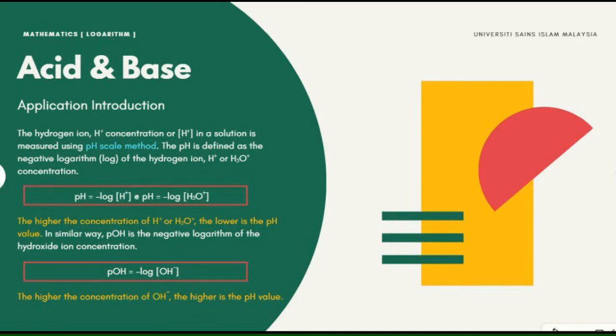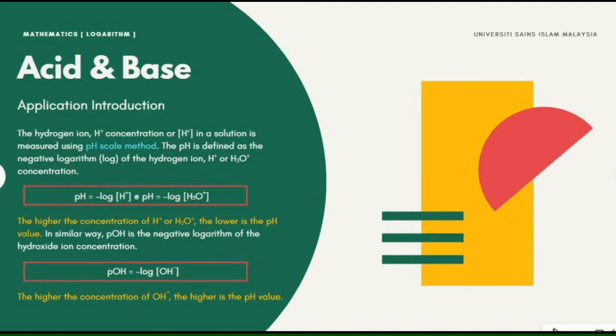Bismillahirrahmanirrahim. We start this topic, logarithm with application of acid and base. Application introduction. The hydrogen ion H plus concentration in a solution is measured using the pH scale method. The pH is defined as the negative logarithm of the hydrogen ion H plus or H3O plus concentration. The formula is pH equals negative log concentration H plus, or pH equals negative log concentration H3O plus.